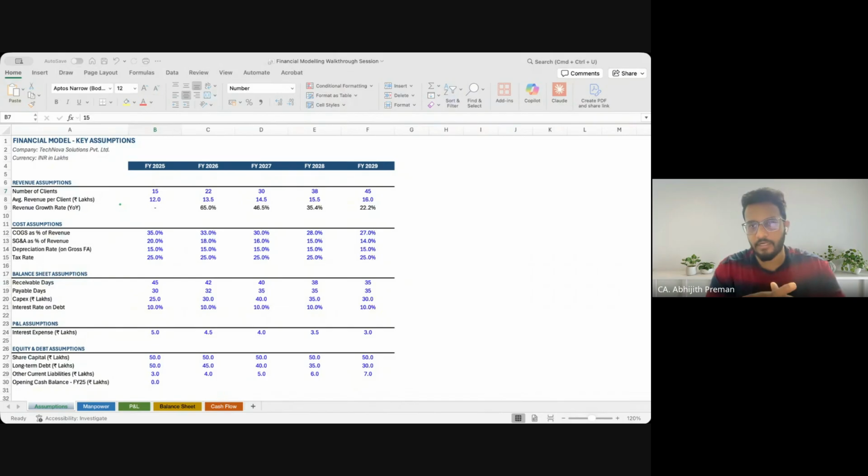But here, for easier understanding, and since we cannot go that deep into financial modeling, I've done a year-wise model. In the first year we have kept 15 clients, second year 22, third year 30, then 38 and 45. Also, the average revenue per client I've assumed as 12 lakh, 13.5 lakh, 14.5 lakh, 15.5 lakh and 16 lakh. I've also considered the revenue growth rate here. Your number of clients times average revenue is your revenue, and the growth rate shows at what rate it is growing year on year. If you see, the revenue growth is in a decreasing trend.